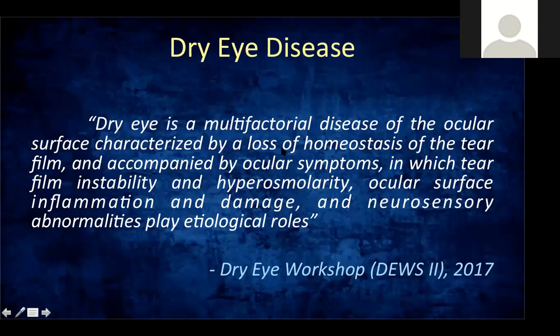We go to dry eye disease. So this is the definition of dry eye. It's a multifactorial disease of the ocular surface. It's characterized by a loss of homeostasis of the tear film. It's accompanied by ocular symptoms in which tear film instability and hyperosmolarity, as well as ocular surface inflammation, are important. So they have an interplay of all these factors.